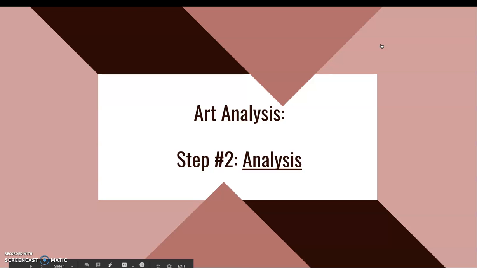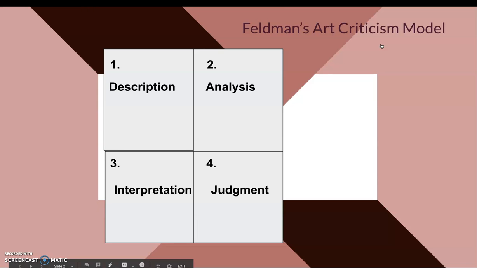Step number 2 in art analysis is called analysis. And remember that we are following this model called Feldman's art criticism model. His theory was that the proper way to analyze an artwork is to follow these 4 steps. They do all relate to each other. They build on each other. So eventually you'll be analyzing an artwork using all 4 steps, but we're just taking it one step at a time this entire school year. And we are now focusing on step number 2, which is called analysis.